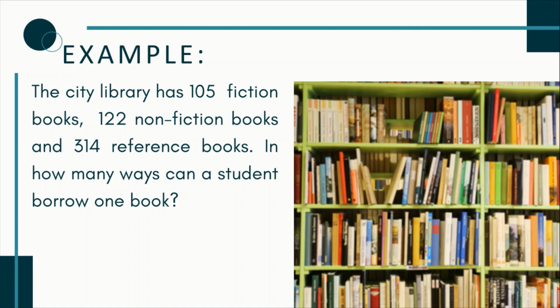So, ang gagawin natin is we simply add the number of ways for each task. So, sa unang task natin na pagpili ng fiction book, we have 105 ways. Then, sa pangalawang task na pagpili ng non-fiction book, we have 122 ways. At sa pangatlong task is we have 314 ways. So, since isang task lang ang pipiliin natin dito sa tatlong ito, we simply add these ways. So, we have 105 plus 122 plus 314. And the answer is 541. So, there are 541 ways in which a student can borrow one book. So, we apply the addition rule.